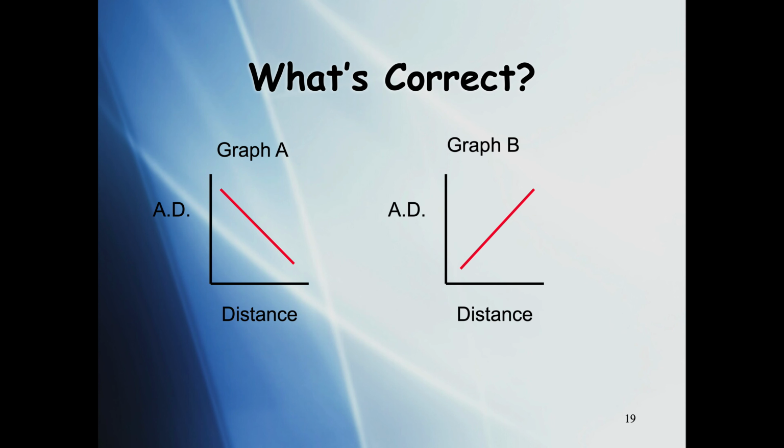So which of these graphs is correct? We've got angular diameter by distance. I'll give you 30 seconds to take a look.